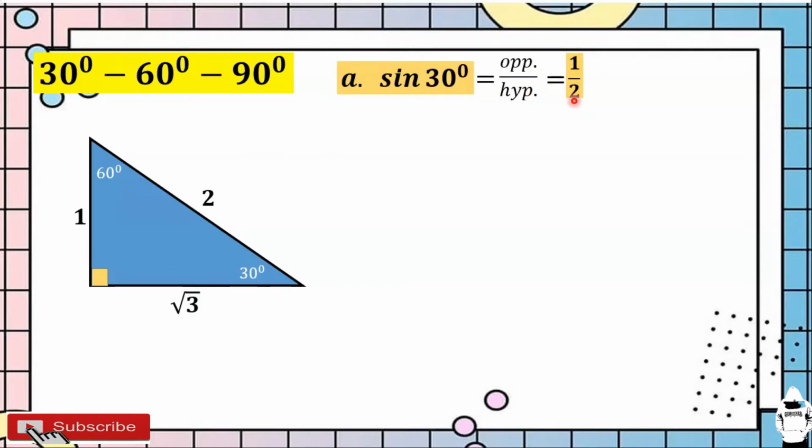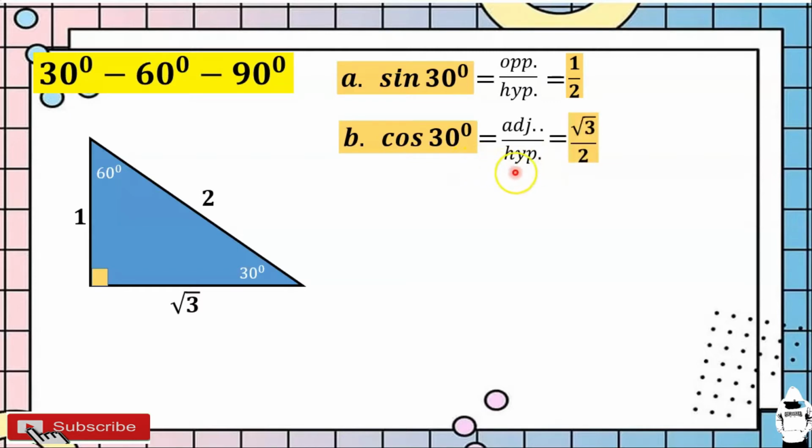Okay? Let's have another one. Cosine 30 degrees. So again, ang reference angle pa rin natin ay yung 30 degrees. So again, ang adjacent natin dyan, that is square root of 3. Opposite natin, that is 1. Hypotenuse natin, that is 2. Kapag cosine, that is yung CAH. That is adjacent over hypotenuse. So, adjacent natin, that is square root of 3. And then, yung hypotenuse natin, that is 2. So, cosine 30 degrees is equal to square root of 3 over 2.